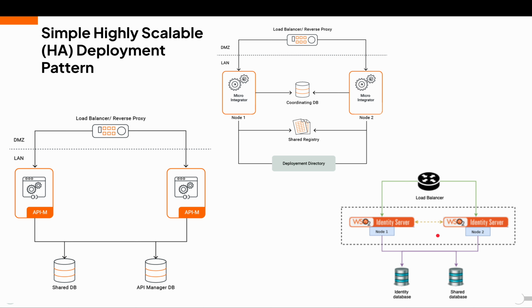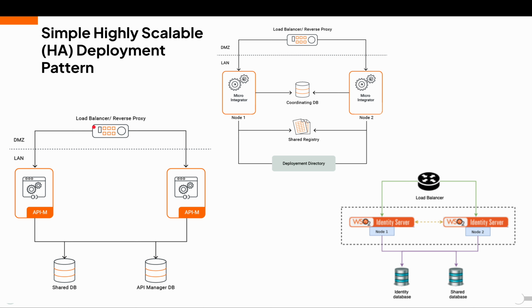One key characteristic is we require two nodes in order to provide high availability, and then we will have a shared database to synchronize artifacts between the two nodes, and then we'll have a load balancer front-ending the cluster. So this is the minimum viable deployment, minimum supported deployment for any WSO2 product, regardless whether you run it on premise or in any public cloud vendor such as Azure, AWS, GCP.